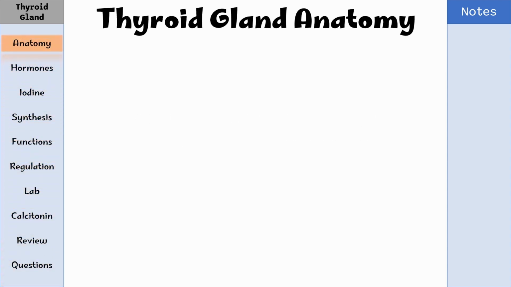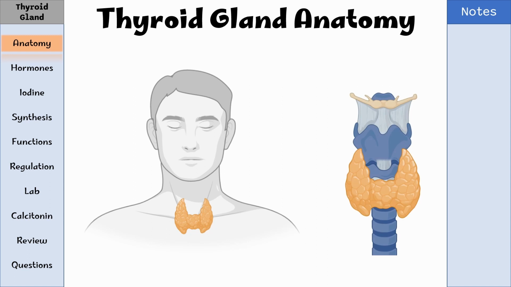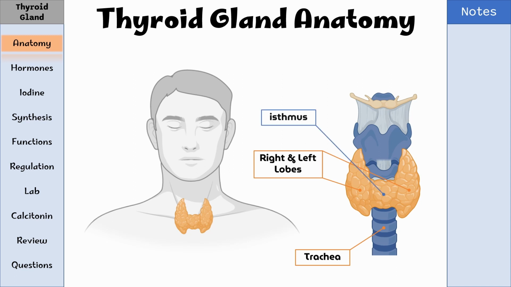We'll start with the thyroid anatomy. It sits in the neck, in front of the trachea, and it consists of two lobes, a right lobe and a left lobe. The tissue between the lobes is called the isthmus. Sometimes there is an extra lobe that is an embryologic remnant. It sits above the isthmus and it is called the pyramidal lobe.